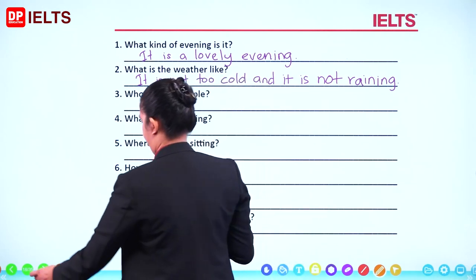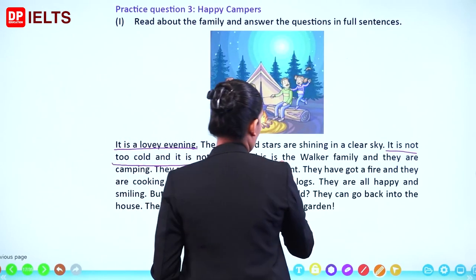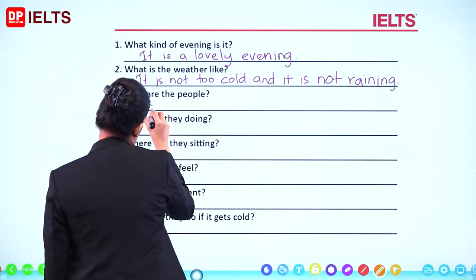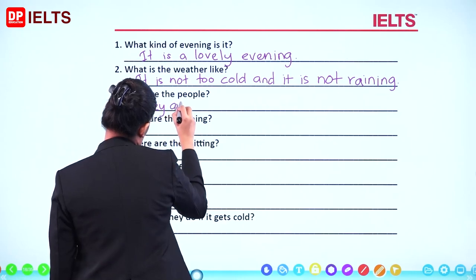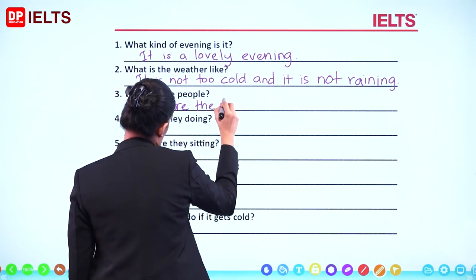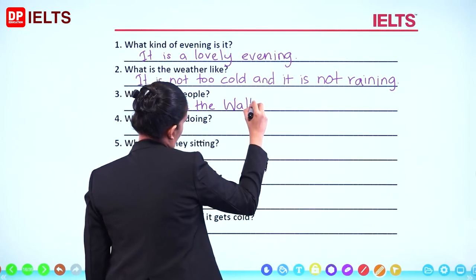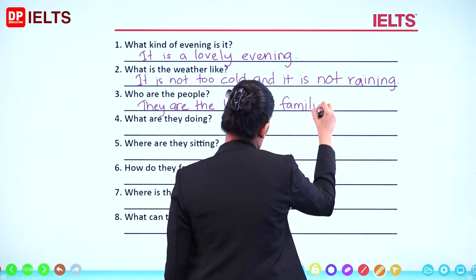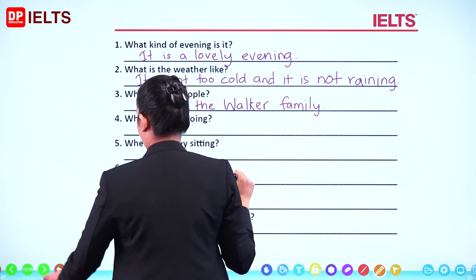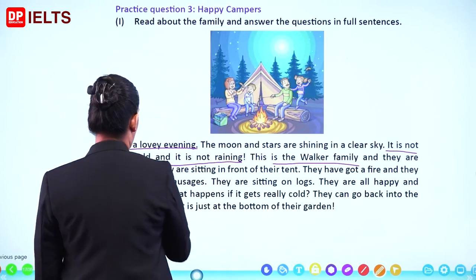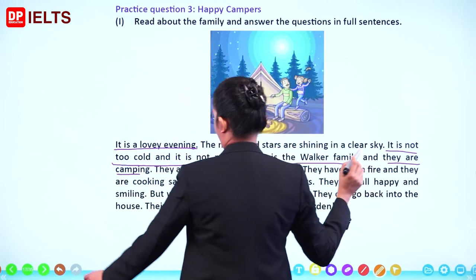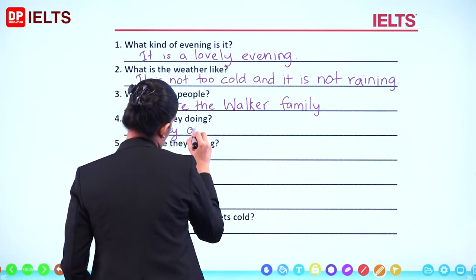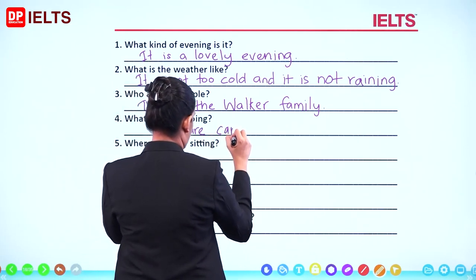Who are the people? They are the Walker family. What are they doing? They are camping.